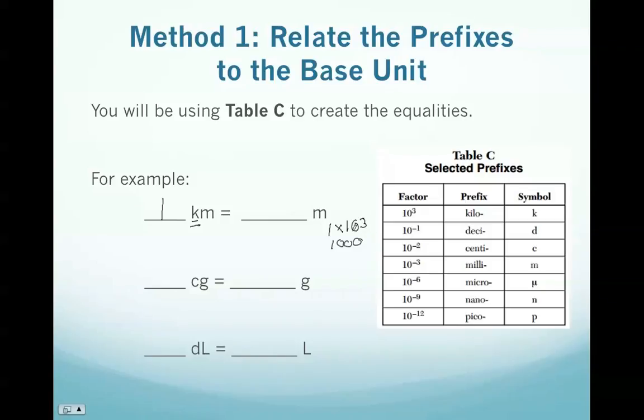1 times 10 to the third, or 1,000, that number that is created from that factor is going to go in front of the base unit. So 1 kilometer is equal to 1,000 meters.